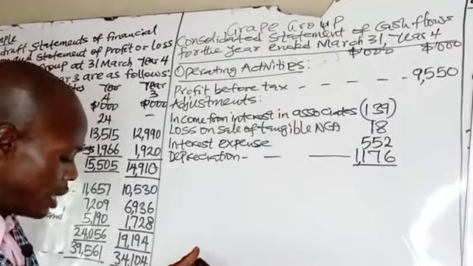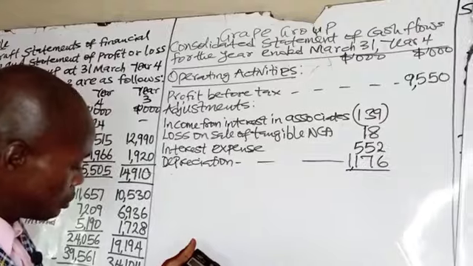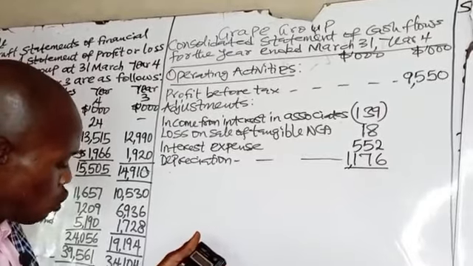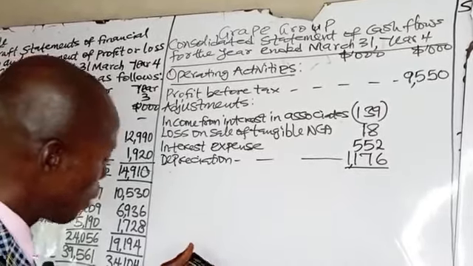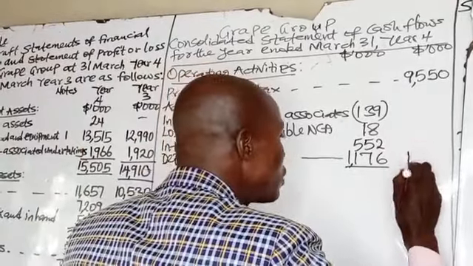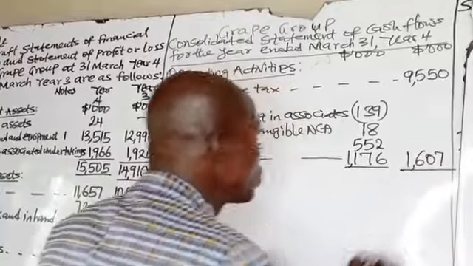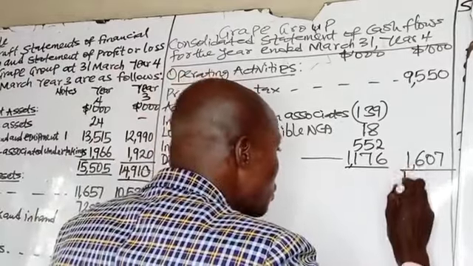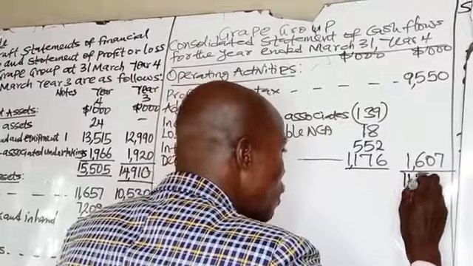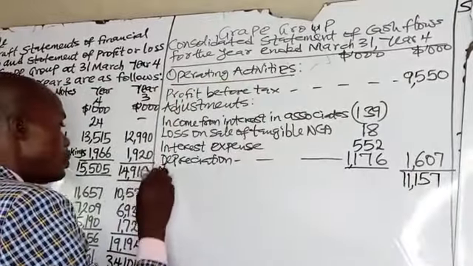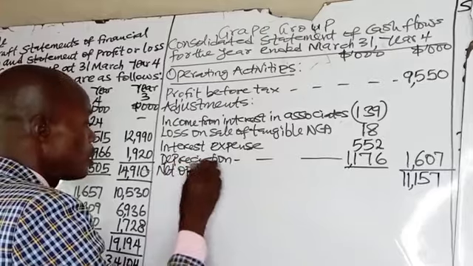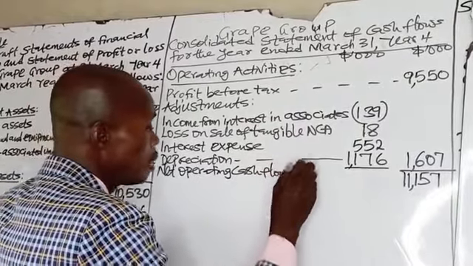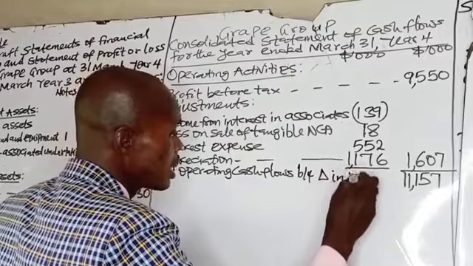So, minus 139 plus 18 plus 552 plus 1176. So we have 1607. If you add 1607 to 9550, the total is 11,157. This is net operating cash flows before change in working capital.